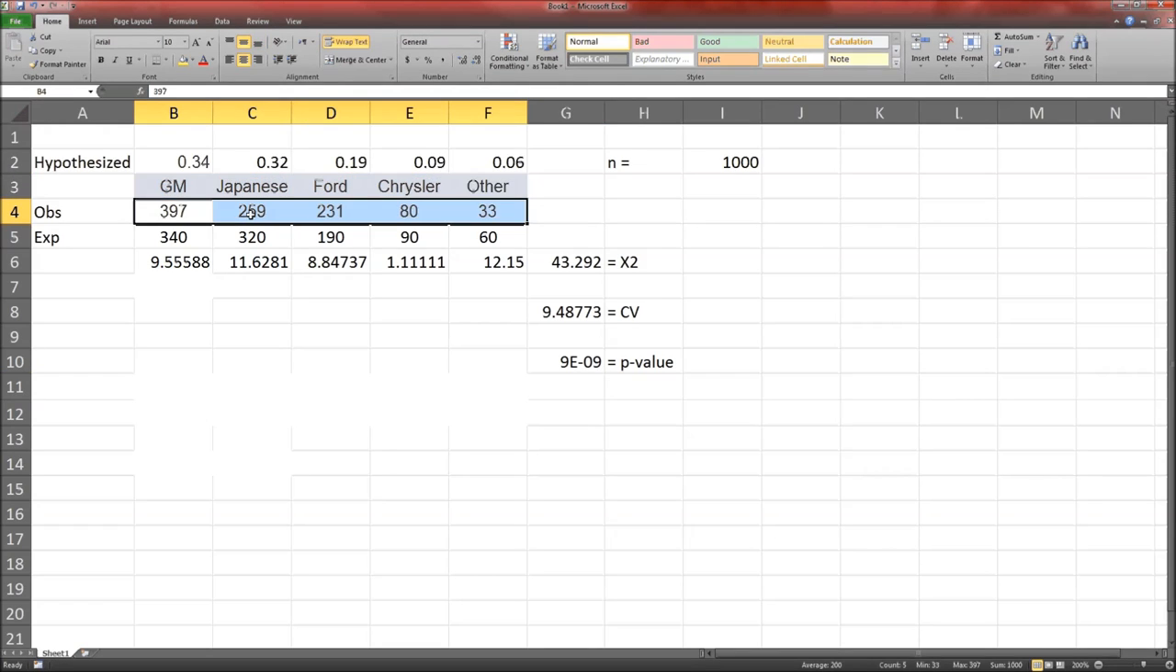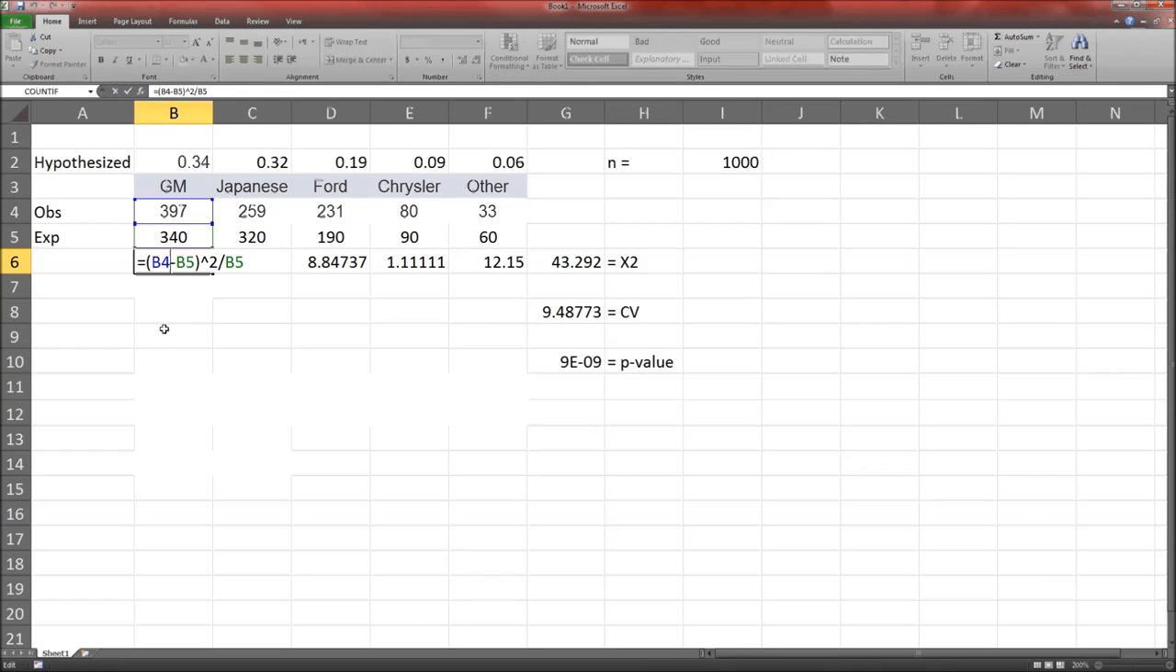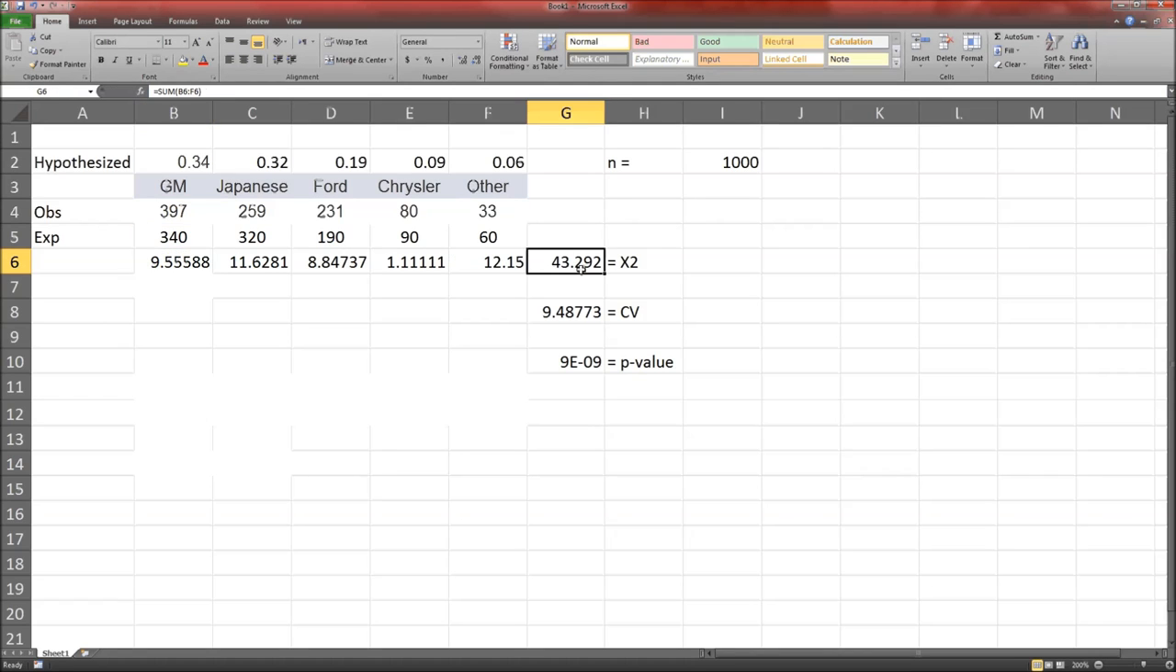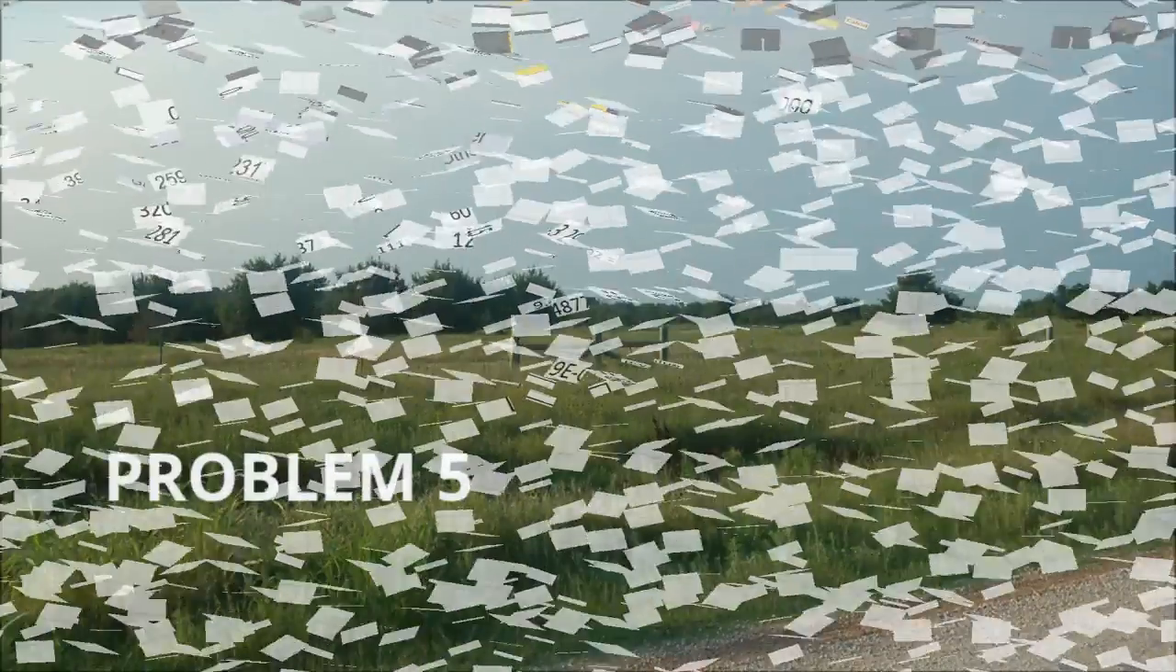What we observe, what we would expect if the hypothesized distribution is true. The chi-squared statistic is just made up of observed minus expected squared divided by expected, added up to give the total chi-squared test statistic. And then we can either compare that to the critical value using chisq.inv.rt, or we can compare it to the p-value using chisq.dist.rt. .dist gives us probabilities. .inv gives us critical values. So that's problem number one.